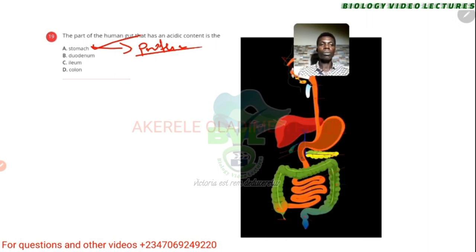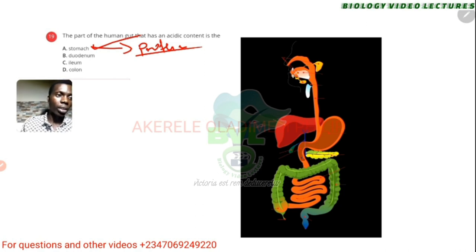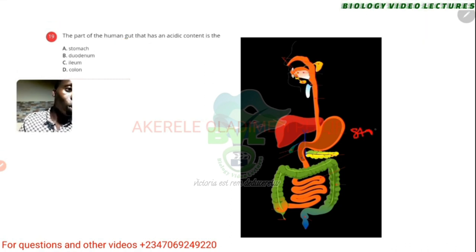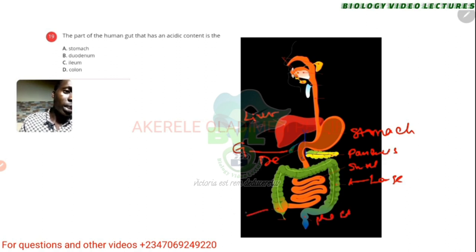All right, so moving on. This is what I was trying to say. This is the stomach here. Let me label this quickly. This is the liver. This is the pancreas. This is the duodenum. This is the gallbladder. This is the small intestine. This is the large intestine. This is the rectum. This is the cecum, C-E-C-U-M. And this is the appendix.